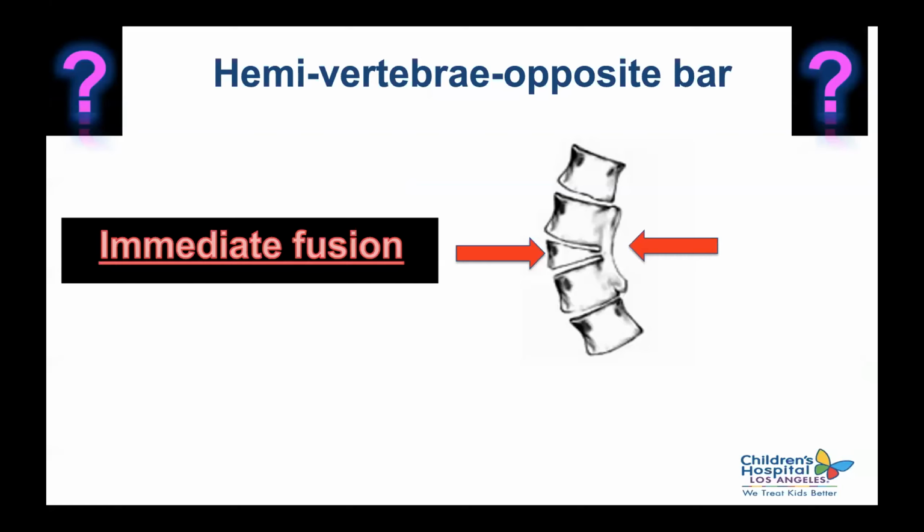Now, are you really going to be operating on a one-day-old? Probably not. But in reality, if you can at least put some screws across the convex side of the growth potential, you're probably going to prevent this from getting much worse and save the patient a much larger surgery.